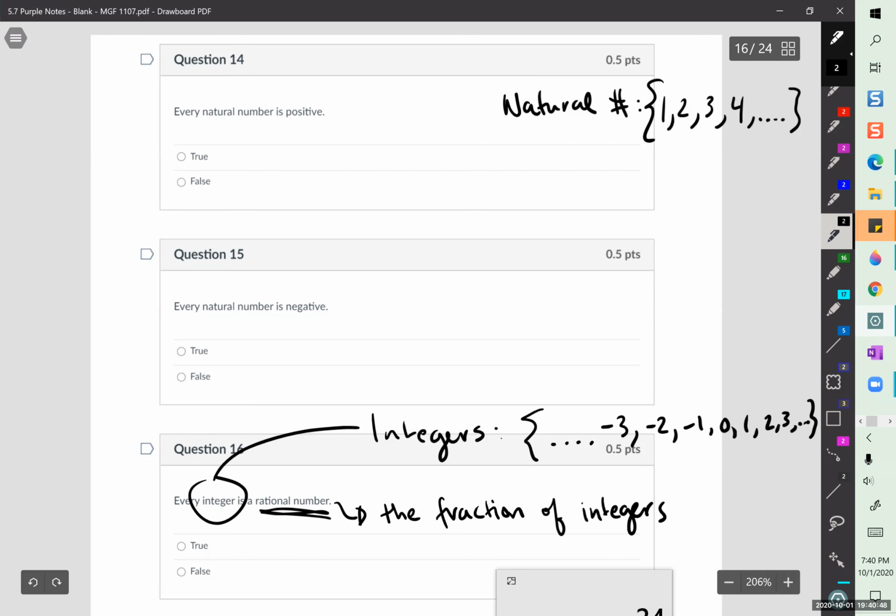So from this, I think we could say every natural number is positive. Looking at the list of natural numbers, that's true. But if that's true, do we see the next one is definitely false? Every natural number is negative. That's false. They're actually all positive.